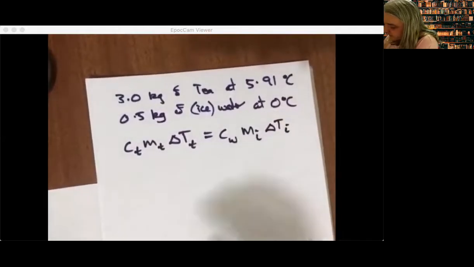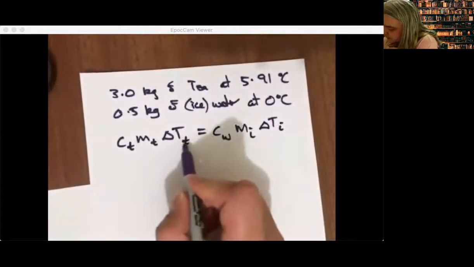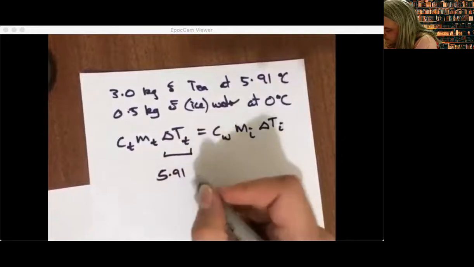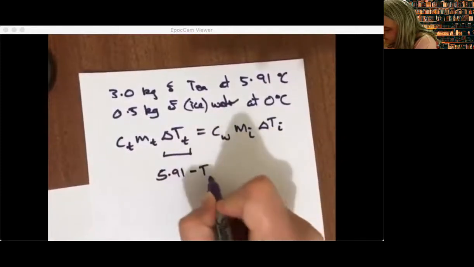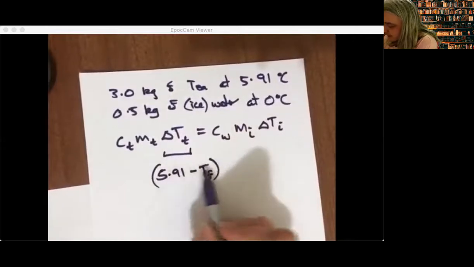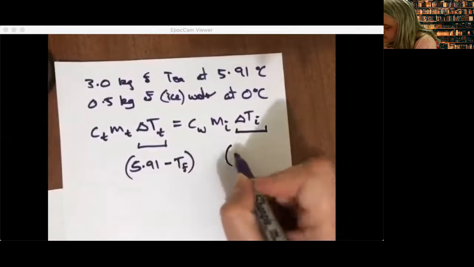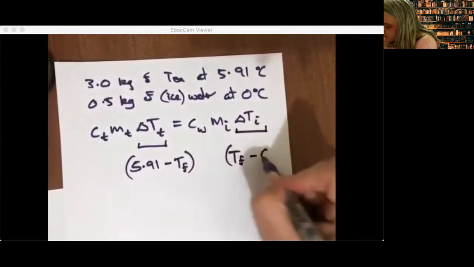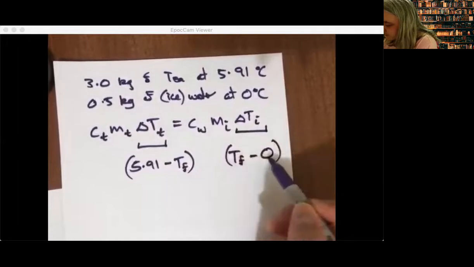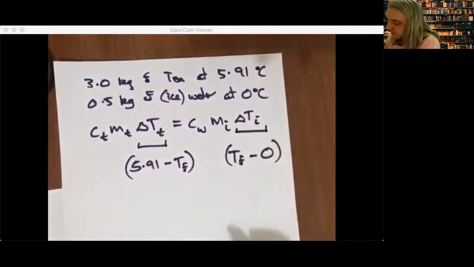This gets a little bit more confusing, but this delta T for the T is equal to 5.91 minus the final temperature. It starts at 5.91 and ends up at the final temperature. That difference is our change in temperature for the T. For the ice, the final temperature is greater than the initial 0, so we end up with final temperature minus 0 as the change in temperature, going up by TF degrees Celsius.